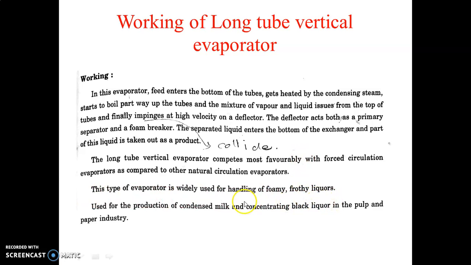This type of evaporator is generally used for foamy or frothy liquors. Foamy means the liquid which produces foam or froth, for example milk, or concentrating the black liquor in pulp and paper production. In paper production, we concentrate this black liquor which is used for paper production. Both are foamy or frothy liquids, that means the liquid mixture is like a foam. That type of liquid can be handled in this long tube evaporator.